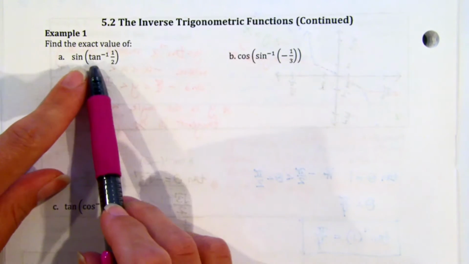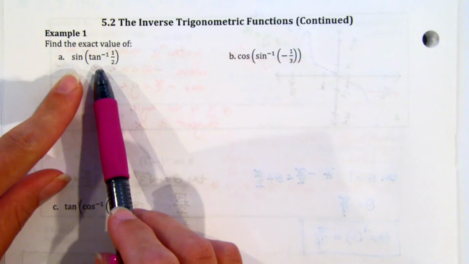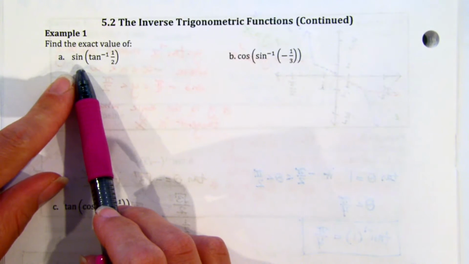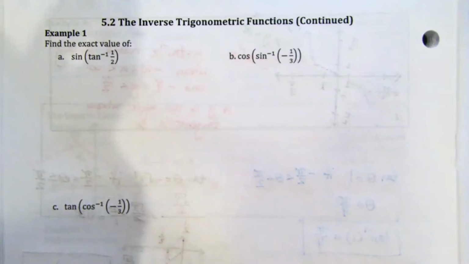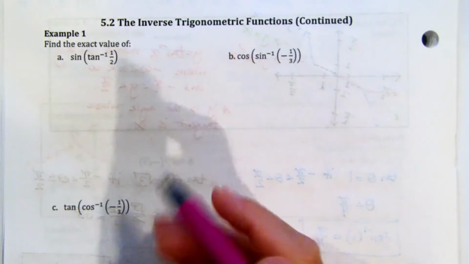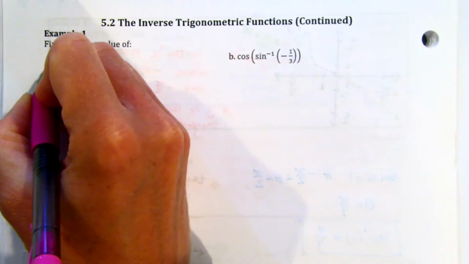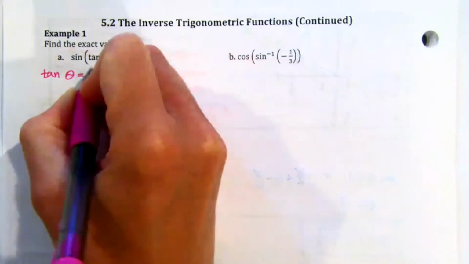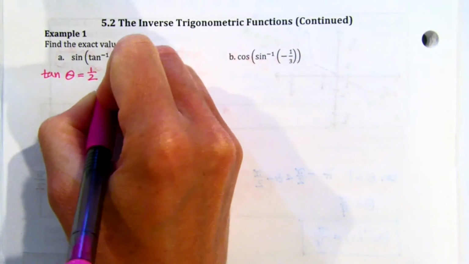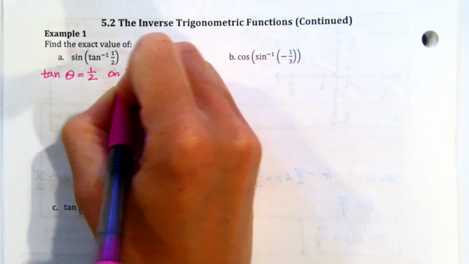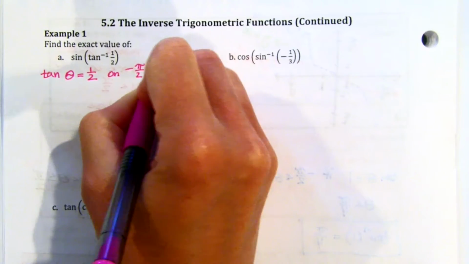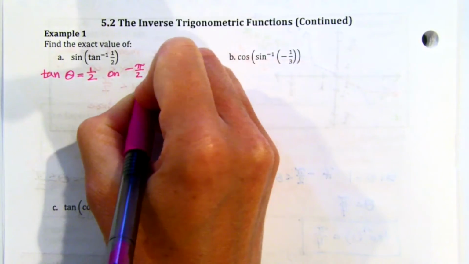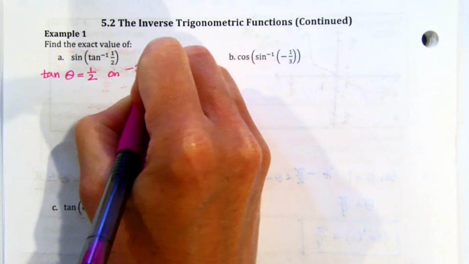So what we're going to have to do is evaluate first the inside function and then input that value into the outside function to evaluate it. So let's first evaluate the inverse tangent. That means we want to find the tangent of theta that is equal to 1/2 on the interval from -π/2 to +π/2. Oops, and that should be just less than, not less than or equal to.